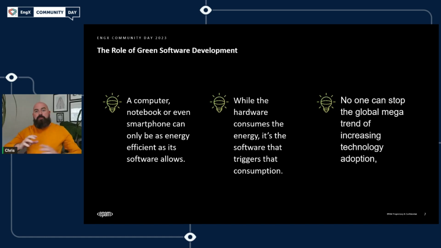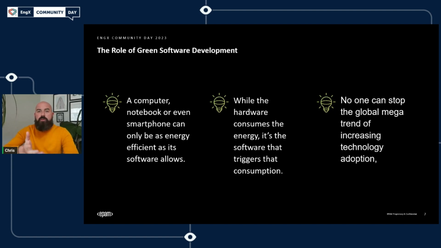So you can build the world's best hardware, the greenest hardware, if you like, and we'll touch a little bit on that. But if you then build a super inefficient piece of software, and I'll explain how that inefficiency comes to fruition later, then it doesn't really make sense. Secondly, while the hardware consumes the energy, it's ultimately the software that triggers the consumption. So me opening Facebook on my mobile device, or me checking my emails, or sending a message on Teams, or even listening in today, that's the trigger for the consumption of the energy.